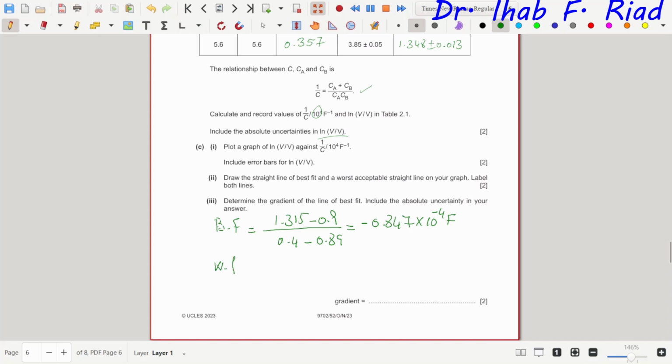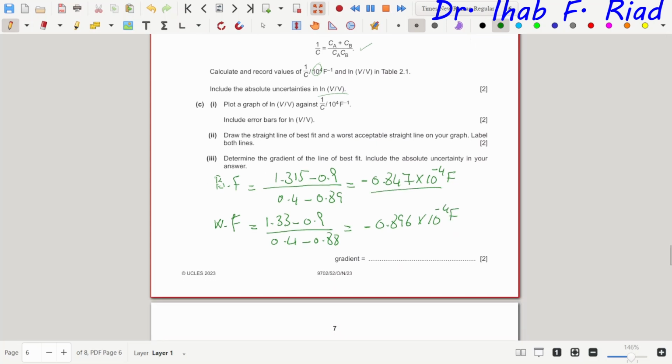The worst fit line, I get a slope of 1.33 minus 0.9 divided by 0.4 minus 0.88. What do I get? 0.896 times 10 to the power minus 4 farad. Okay, so this is the best fit.